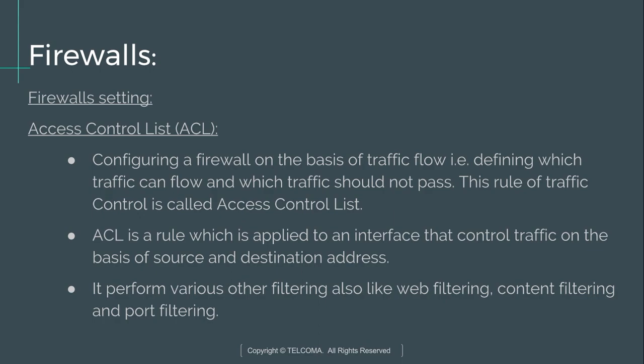So in web filtering, it gives access to traffic from specific websites to appear on the devices, whereas in content filtering, it filters traffic on the basis of specific signatures or keywords. In port filtering, it blocks traffic on specific ports, and in IP filtering, it blocks traffic from specific IP addresses. So these are the types of filtering which are done according to the ACL list.